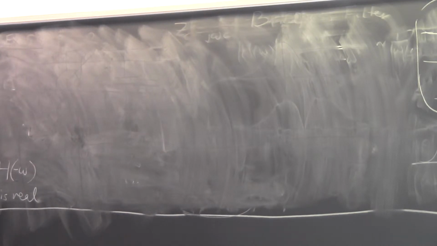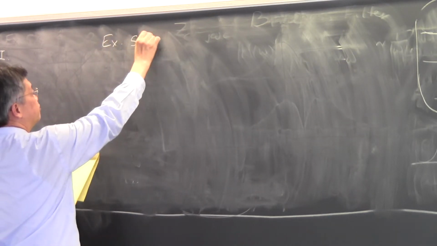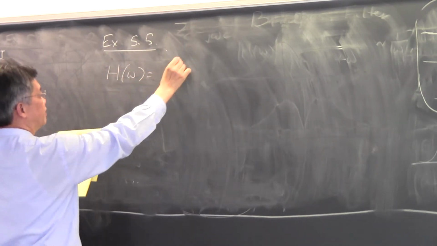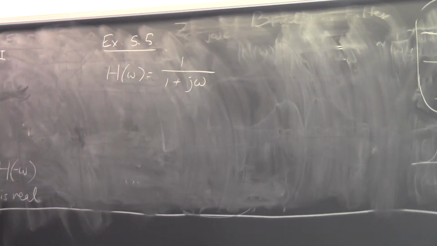These are the properties of a linear time invariant system. Remember that the frequency response is just the ratio of the output phasor to the input phasor, and phasor is very important here. If I give you an example, like example 5.5 of the textbook, the transfer function or frequency response of the system is given by this expression over here.